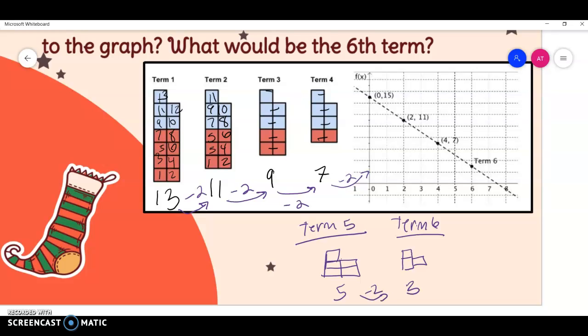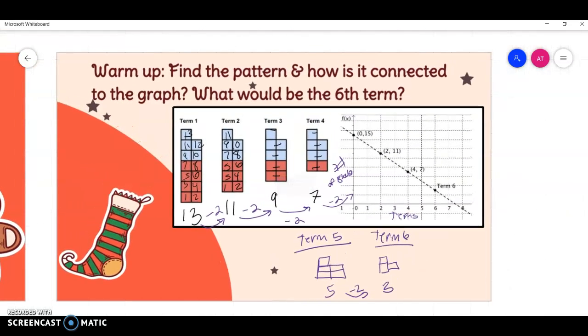Now you're questioning what the heck the graph is for. If you noticed, these are actually the terms, and these are the number of blocks. As you can see, it's decreasing consistently by 2. Since it's subtracting, this is going to be an arithmetic method. So let's get started today with our lesson.